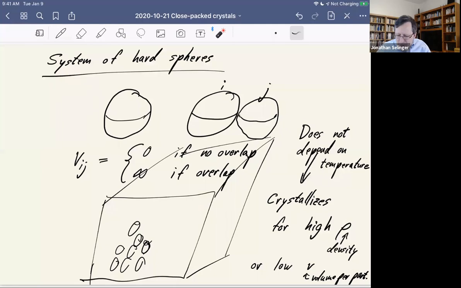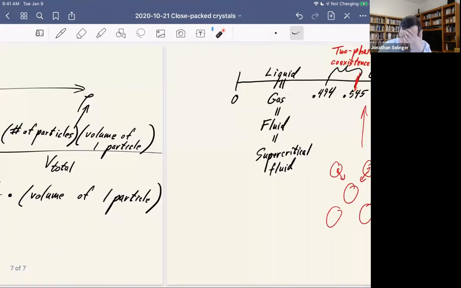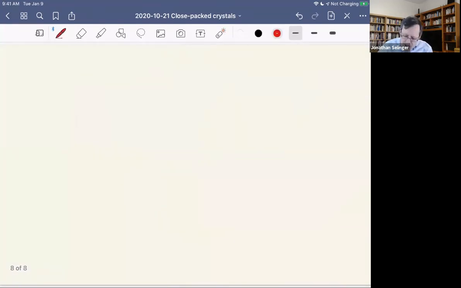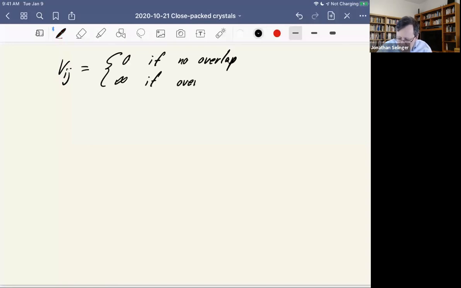Now, let me point out to you something which is a little bit surprising about this system, okay? And it goes back to the point that we were just talking about with the interaction, that it is 0 if no overlap and infinity if there is overlap. Okay.